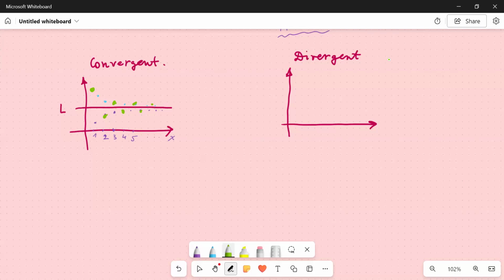My first divergent sequence is going to look like this. Let me label 1, 2, 3, 4, 5. For example, you have a number here, a number here, and so on. You see that these green points are not concentrating around the same number. Some of them are concentrating around here, some of them around here, but they're not concentrating around the same number. So this sequence is divergent, and it has no limit.